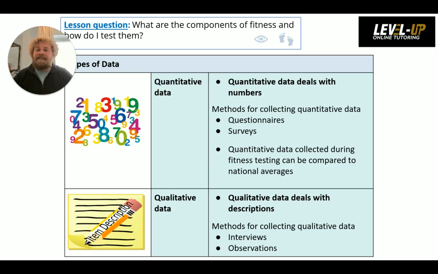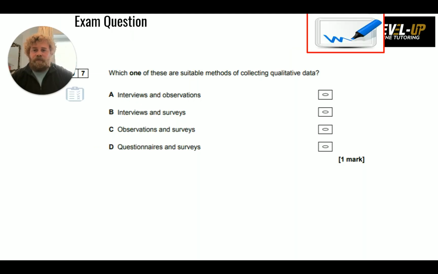So in terms of data, we have 2 different types of data when it comes to fitness testing. So we have quantitative data and we have qualitative data. So quantitative data deals with numbers. So methods for collecting quantitative data include questionnaires and surveys. Quantitative data collected during fitness tests can be compared to national averages. Then we have our qualitative data. So methods for collecting this type of data may include interviews or observations.